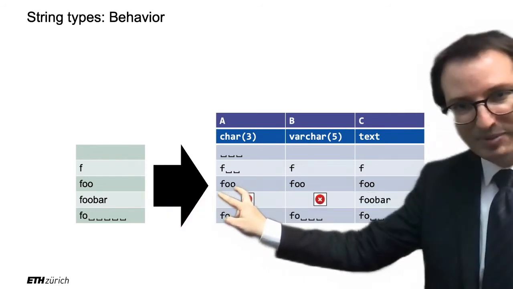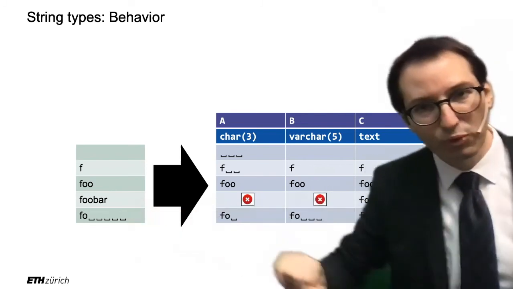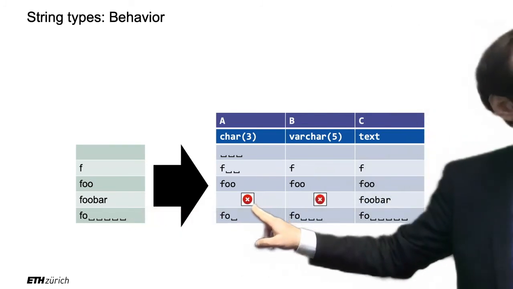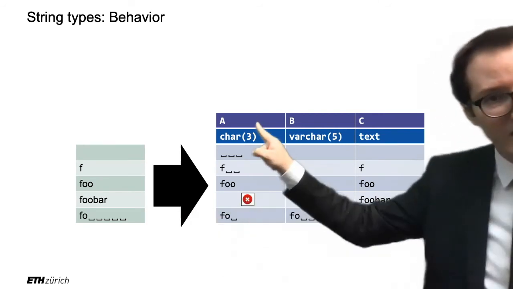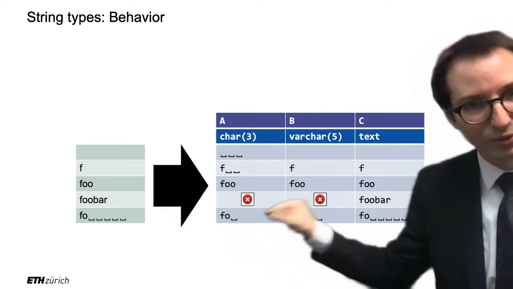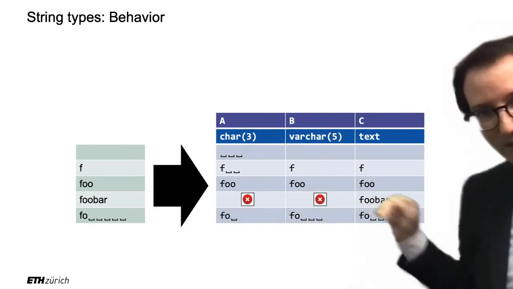Foo, it's accepted here as exactly 3. Also here it's less than 5, and here. Foo bar will be an error. You see the benefit of a relational database system. It will not let you do that. If you say at most 3, then this is refused. Here it's 6, so this is also refused, and here it's fine.